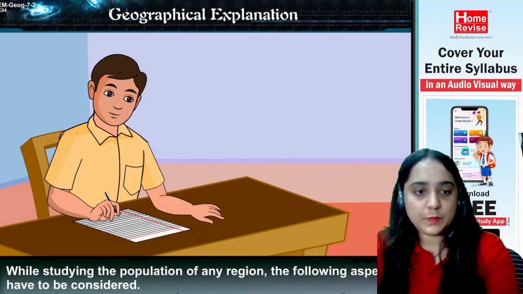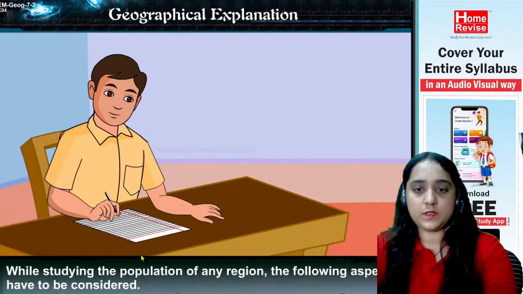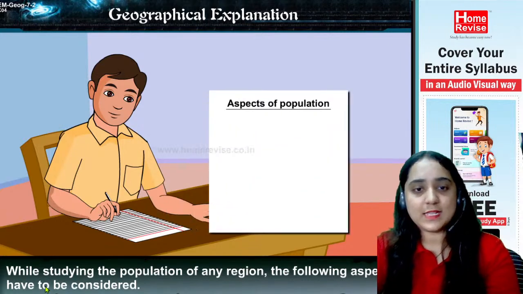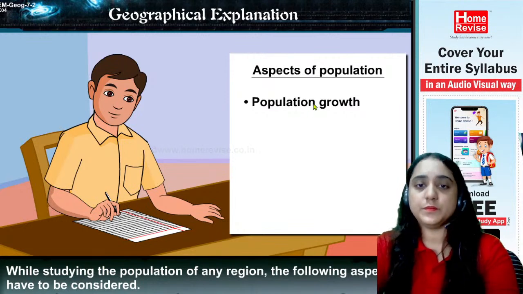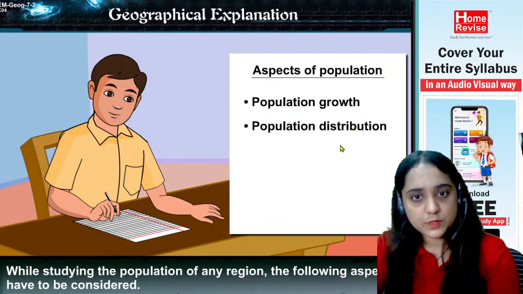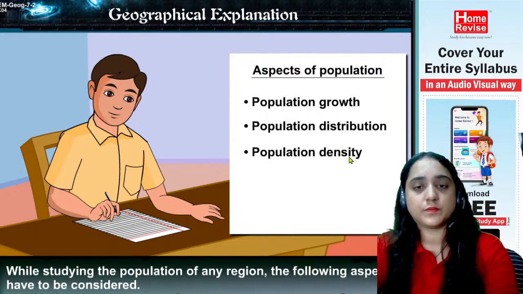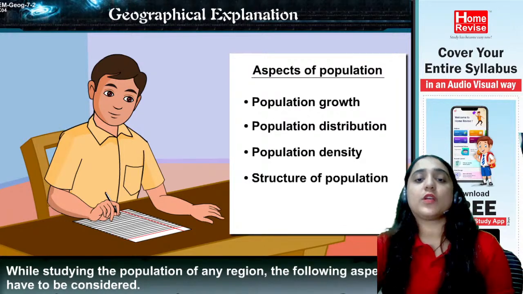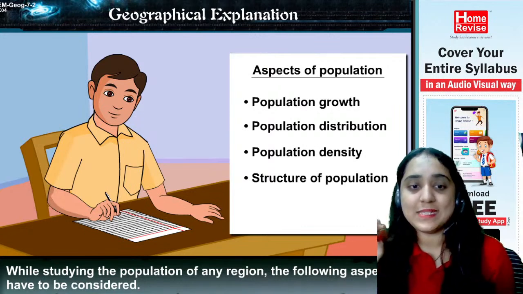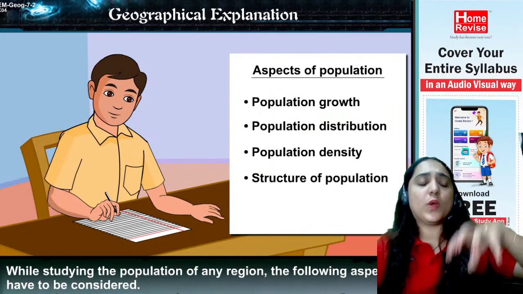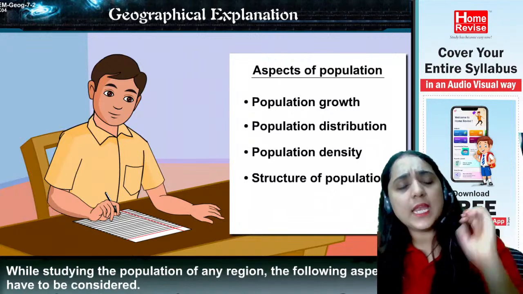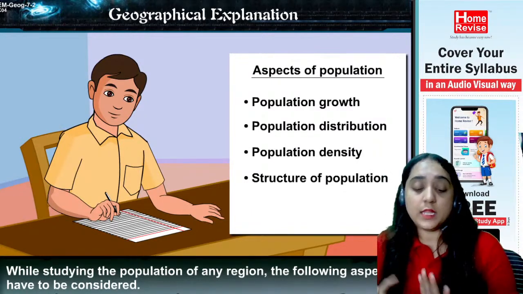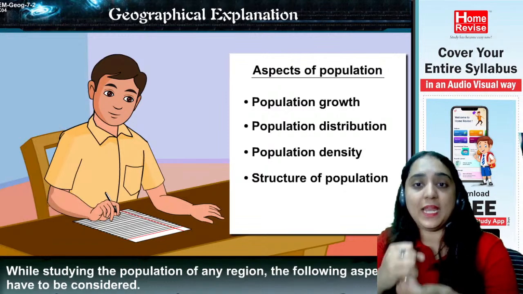Okay, in the population of any region, the following aspects have to be considered. Now let's consider population growth, population distribution, population density, structure of population. Correct. So keep these 4 things in your mind while studying the population. If we are considering any population of any region, these 4 things we need to understand. You should know the meaning of these 4 things.